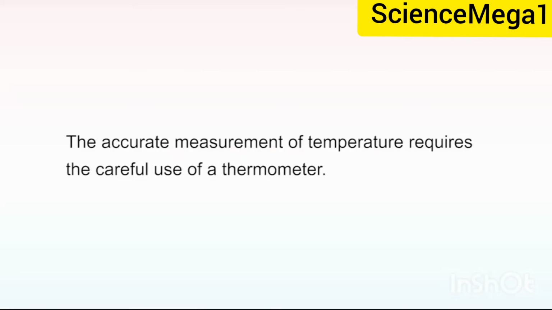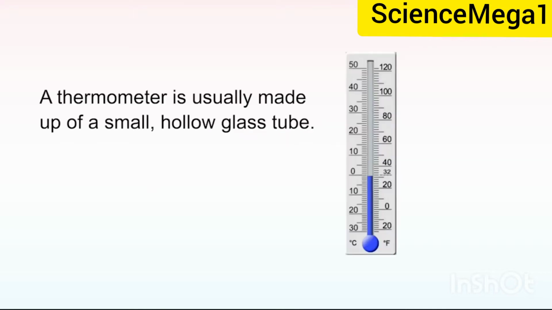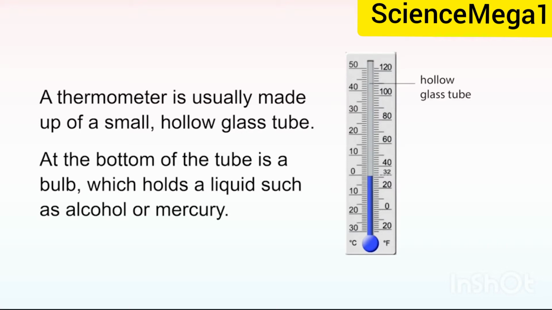The accurate measurement of temperature requires the careful use of a thermometer. A thermometer is the instrument used to tell the temperature of a body. A thermometer is usually made up of a small hollow glass tube. At the bottom of the tube is a bulb, which holds a liquid such as alcohol or mercury.